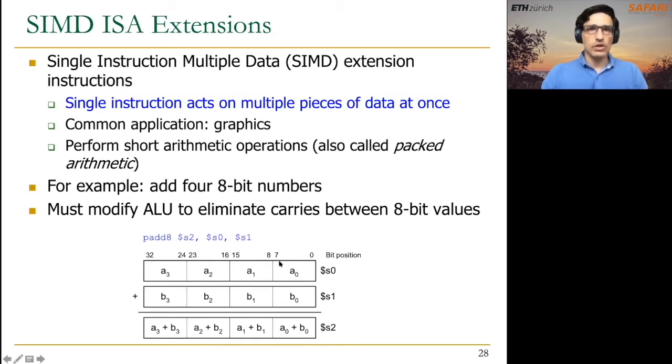Here in the figure, you can see what would be a 32-bit adder, where we are going to add all the elements in this register to the elements in this other register. The main modification that we need to do in the ALU is eliminating the carry from bit 7 to bit 8, or from bit 15 to bit 16. In this way, we'll be able to perform an independent addition here, and an independent addition here, and so on. So this is the key idea that SIMD extensions on general purpose CPUs are based on.